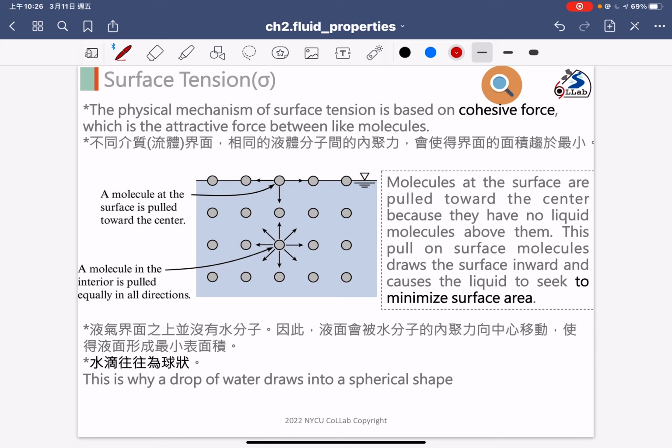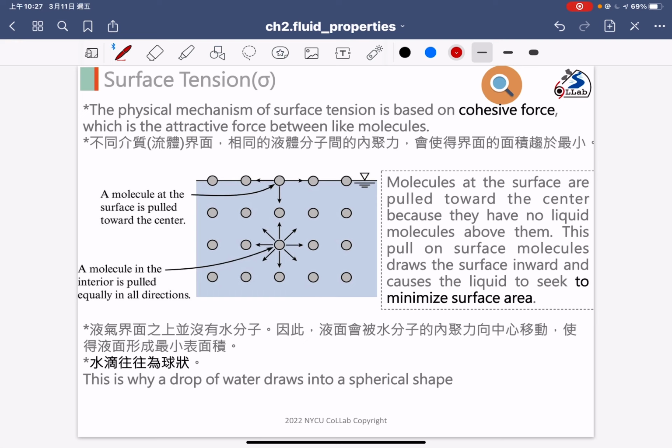As I mentioned in this chapter, in total we have seven fluid properties we need to know. So until now we have taught four properties before, and we still have the final three. So the surface tension, what is the surface tension?